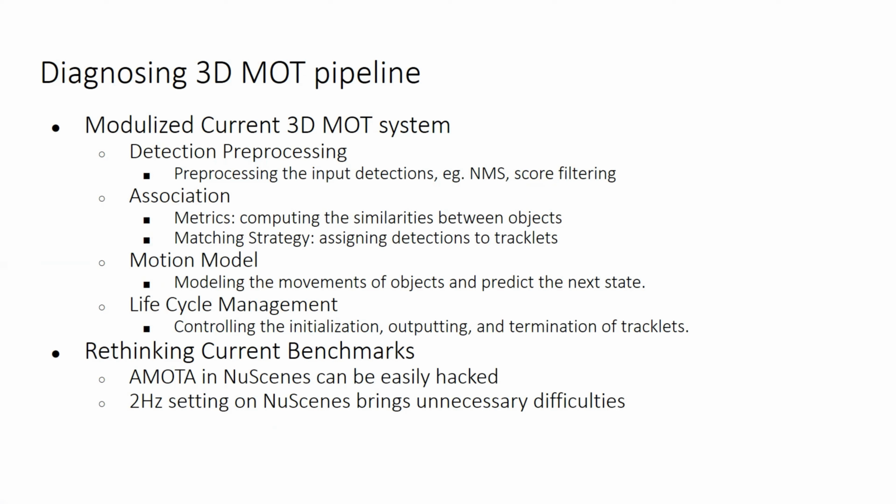model, and lifecycle management. For the preprocessing part, we need to pre-process the input detections using some techniques like NMS or score filtering to keep some detections, which then get into the subsequent pipeline. We need to filter out some low quality detections or redundant detections in this step. But we found that in this step, there are many details that can be improved for performance.